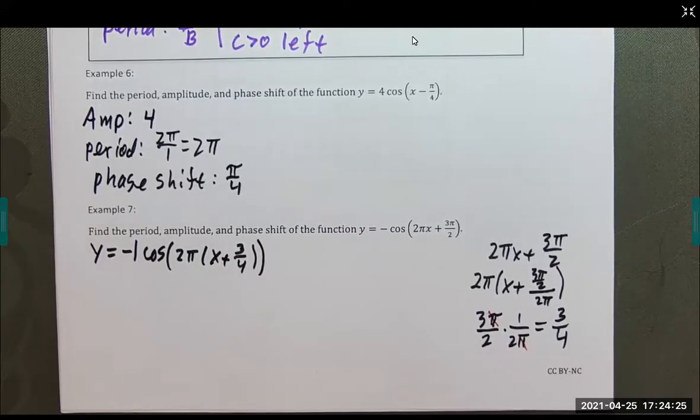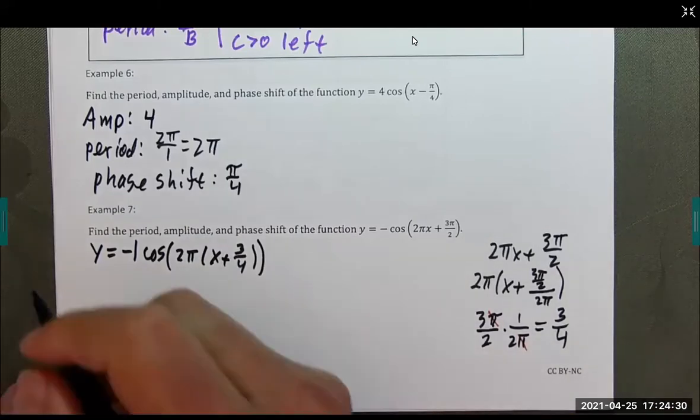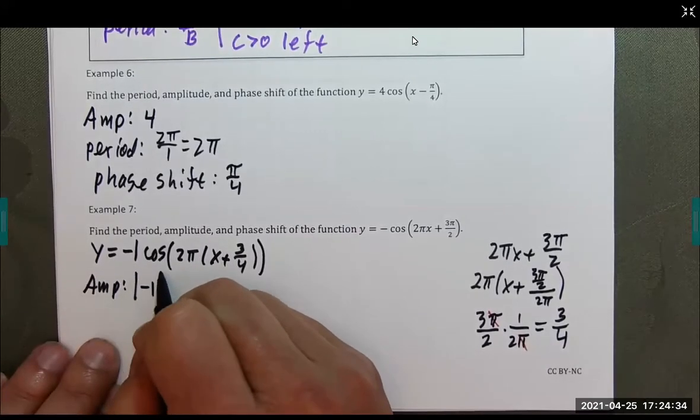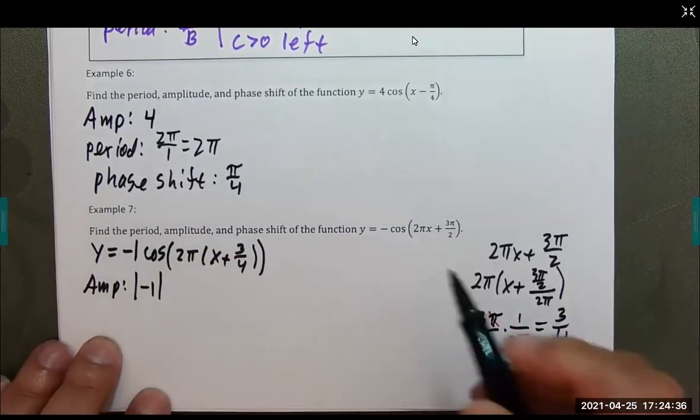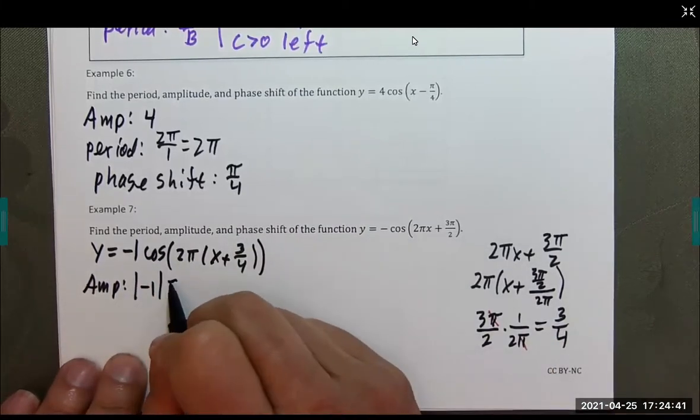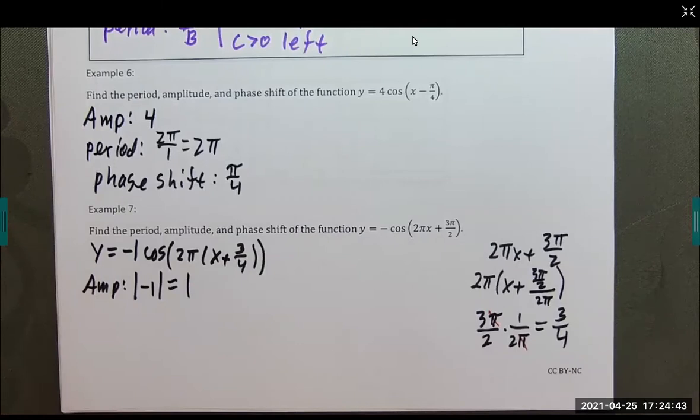This way, we more clearly can see what A, B, and C are. Let's start with our amplitude. It's the absolute value of -1. Now, I explicitly wrote the -1 in there. Originally, I didn't have that, but I wanted to really emphasize that the amplitude in this case is just 1.